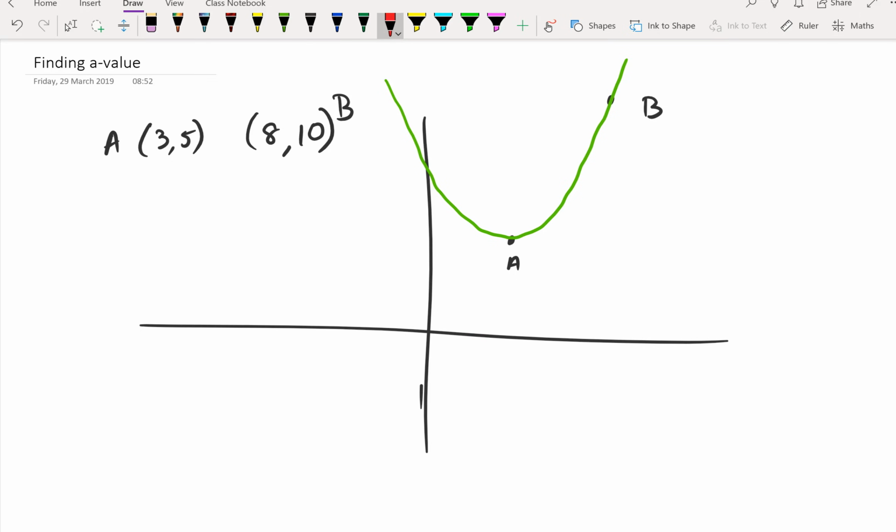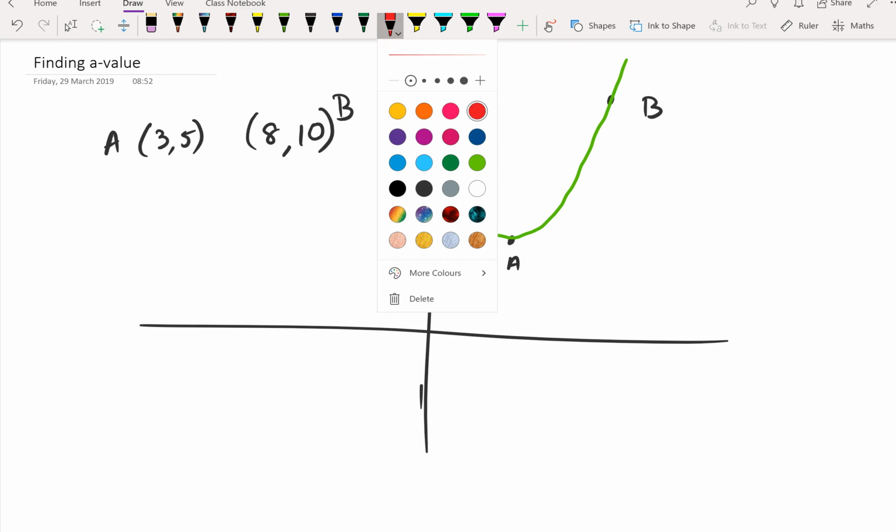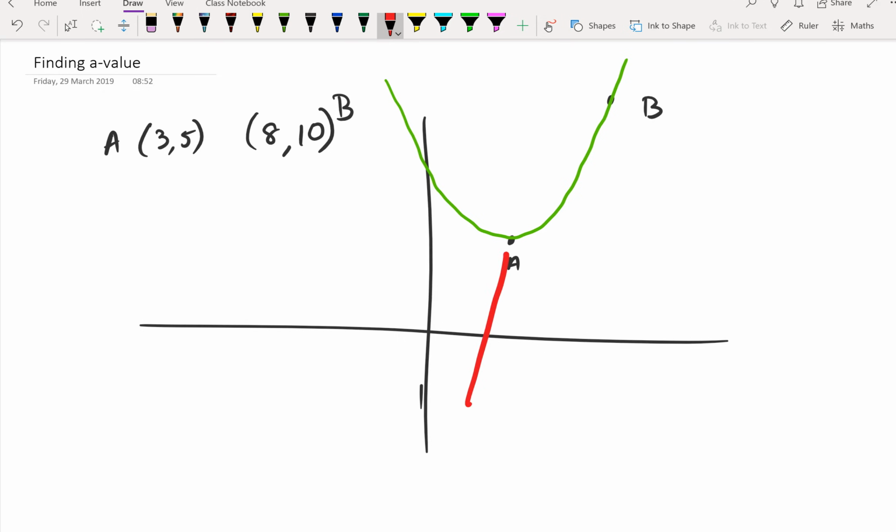Oh, it's too bright. Sorry. This is what happens if someone messes with my settings. So you've got a second parabola where B is the vertex. Oh wow, I'm having problems today.